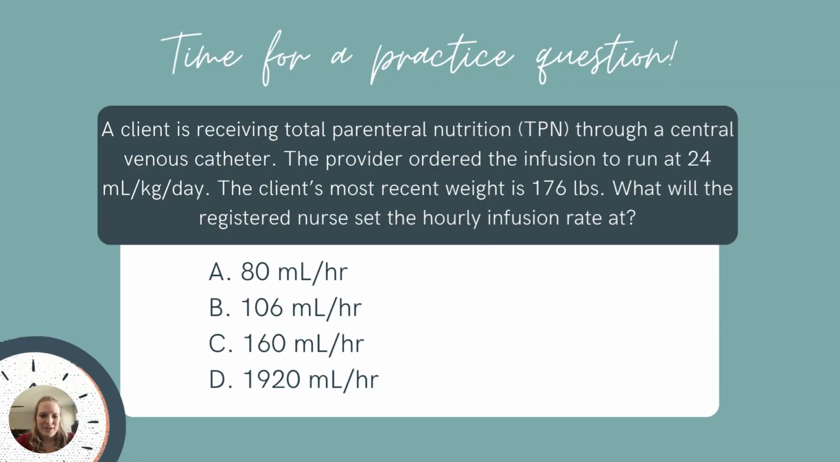So I'm going to reread this here for you. A client is receiving total parenteral nutrition, or TPN, through a central venous catheter. The provider ordered the TPN infusion to run at 24 milliliters per kilogram per day. The client's most recent weight is 176 pounds. What will the registered nurse set the hourly infusion rate at? Round to the nearest whole number. Is it A, 80 milliliters per hour, B, 106 milliliters per hour, C, 160 milliliters per hour, or D, 1,920 milliliters per hour?